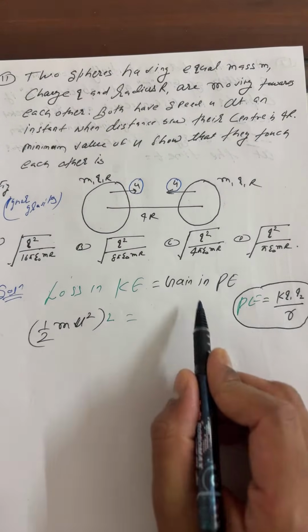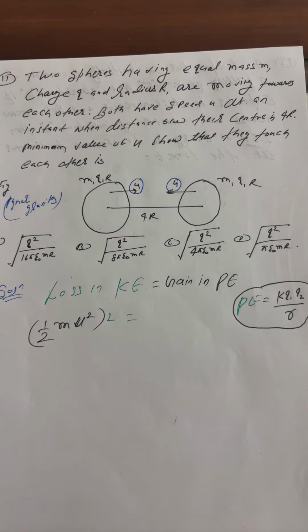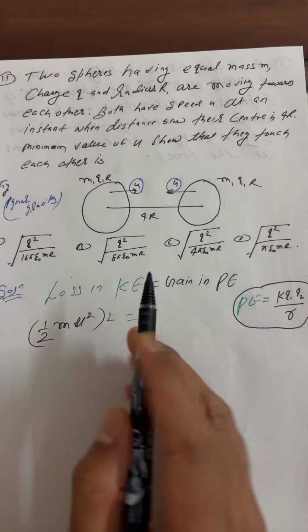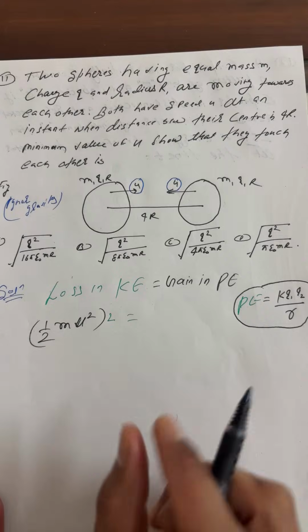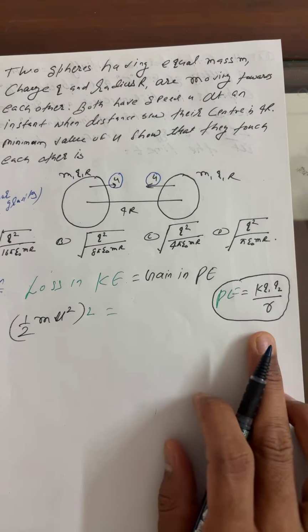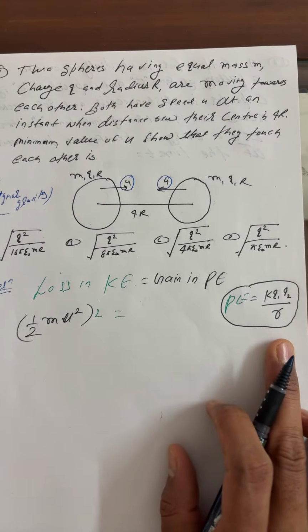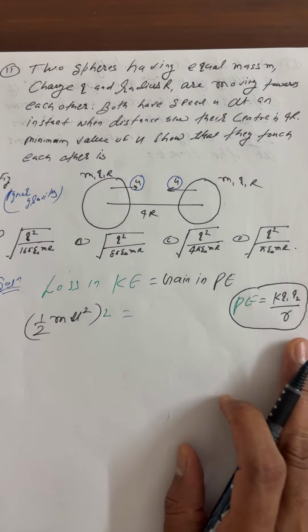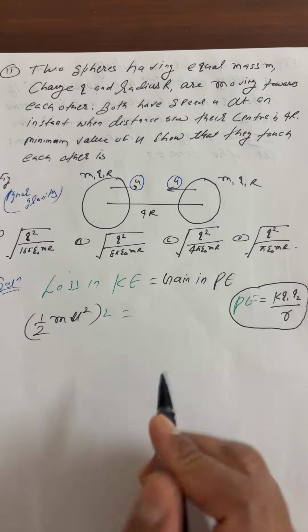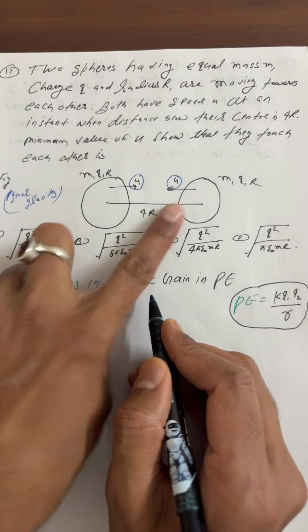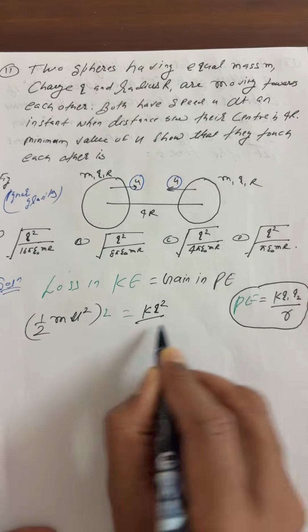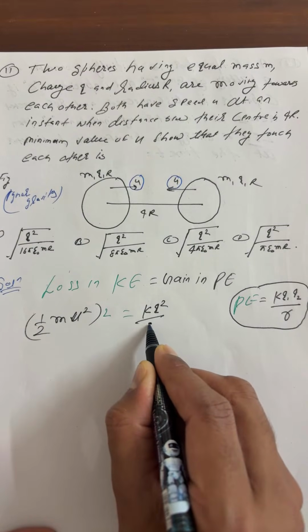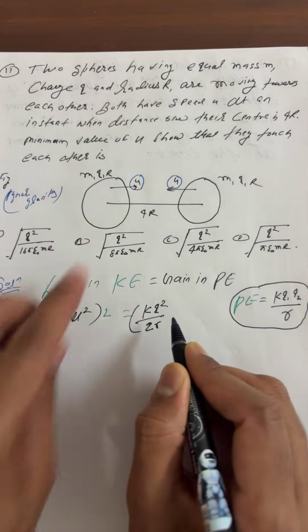That which we wrote as mgh is gravitational potential energy. Here I'm writing the potential energy for a pair of charged particles. This is the formula, and I'll apply only this formula here. You can see both have identical charge, so this is kq square by 2r, because they will touch.